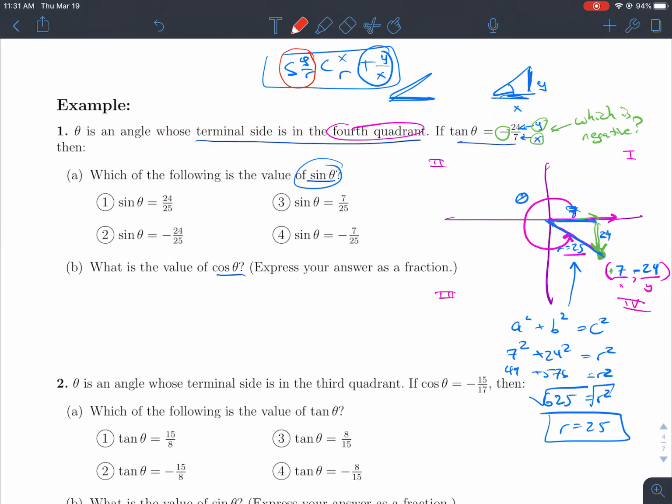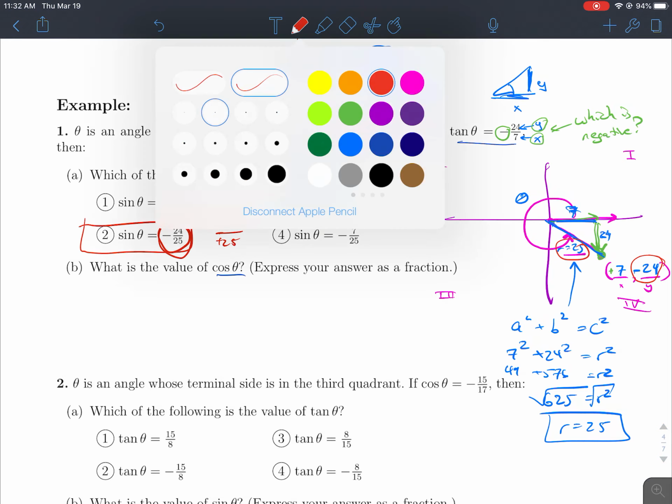We got to go back to our definition. Sine of theta is y divided by r. So we'll do y divided by r. We get negative 24 over 25. And the same way that we saw before, if the top is negative, it's the same thing as the whole fraction being negative, because negative divided by positive makes the whole thing a negative.